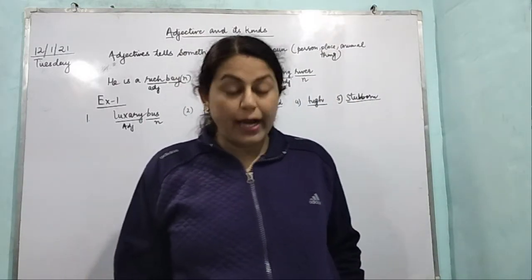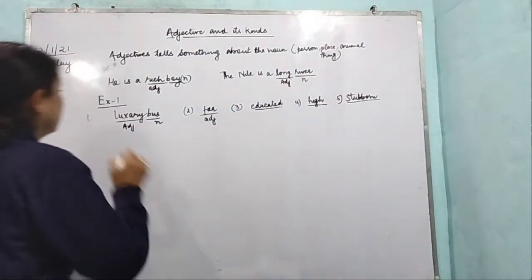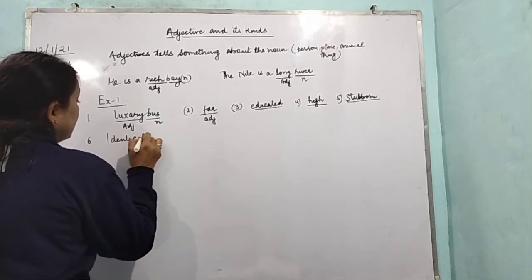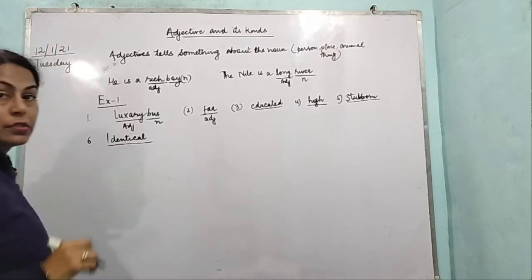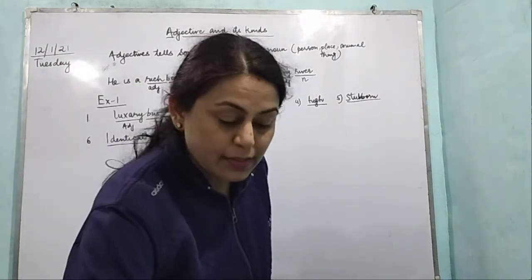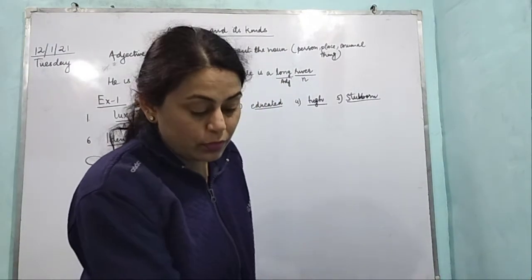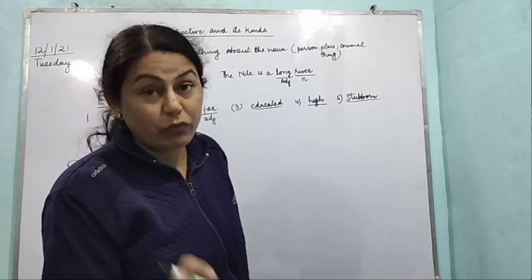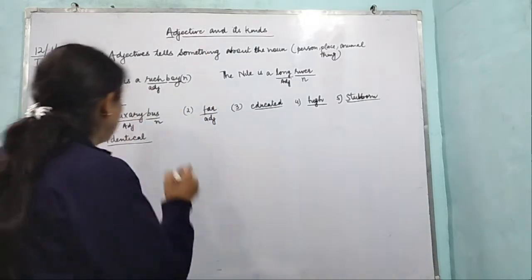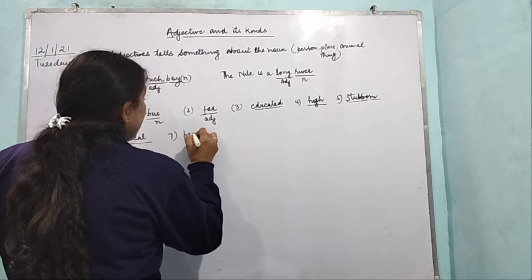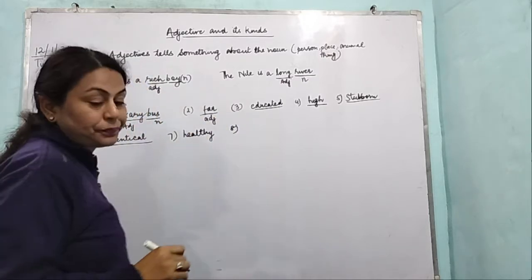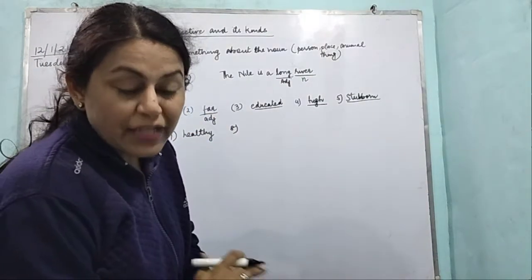Tony and Tina are identical twins. Identical. So this is the adjective here. So now we have finished with the exercise number 1. Now, no, not now. We have not yet finished. My niece is a very healthy child. So 7th is healthy. 8th, the hockey match is interesting.